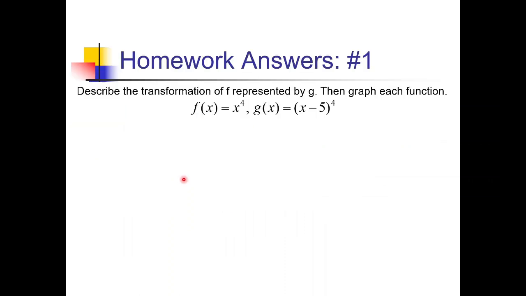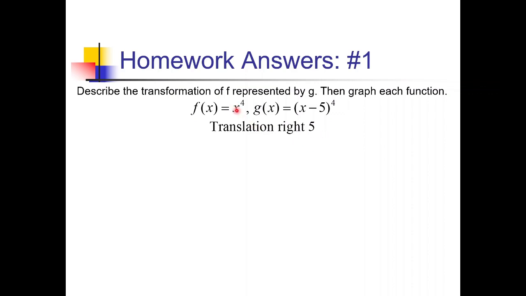For the first few problems of this homework set, they want us to describe the transformation of f, represented by the g function, and then graph it. So we'll do the description first, then we'll come up with a parent table, then we will modify that to actually graph g. So for g of x, we have this minus 5 going on inside the x to the fourth function. It's an inside change, so it's horizontal, and it's opposite of what we expect. So minus 5 means we are going to be translating or shifting 5 to the right.